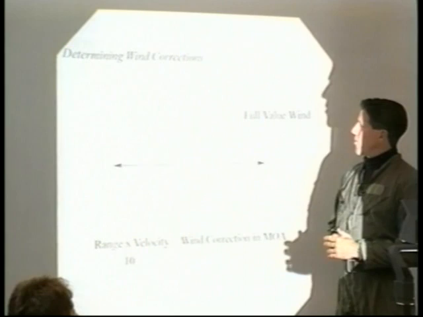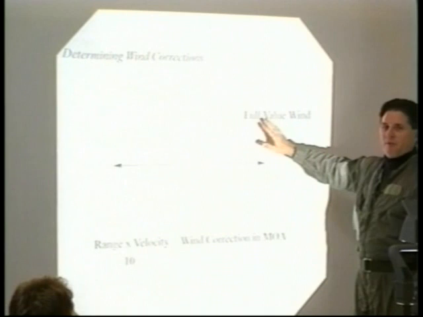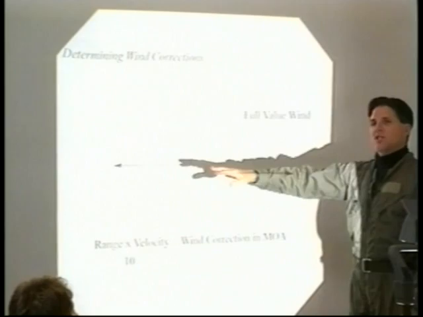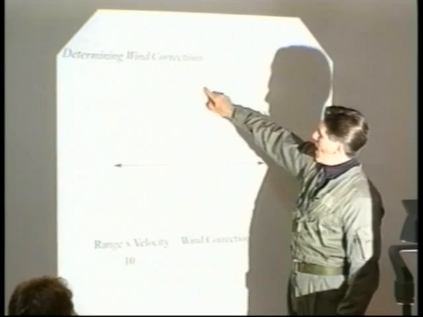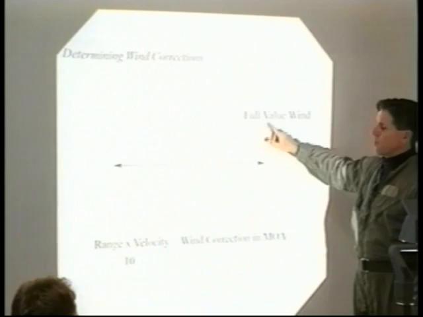We have different values of wind: full value, half value, and quarter value winds. Depending on which direction the wind is in relation to us, for instance, our bullet path is this way, and the wind is acting at a 90 degree perpendicular angle to the bullet path, we call that a full value wind.